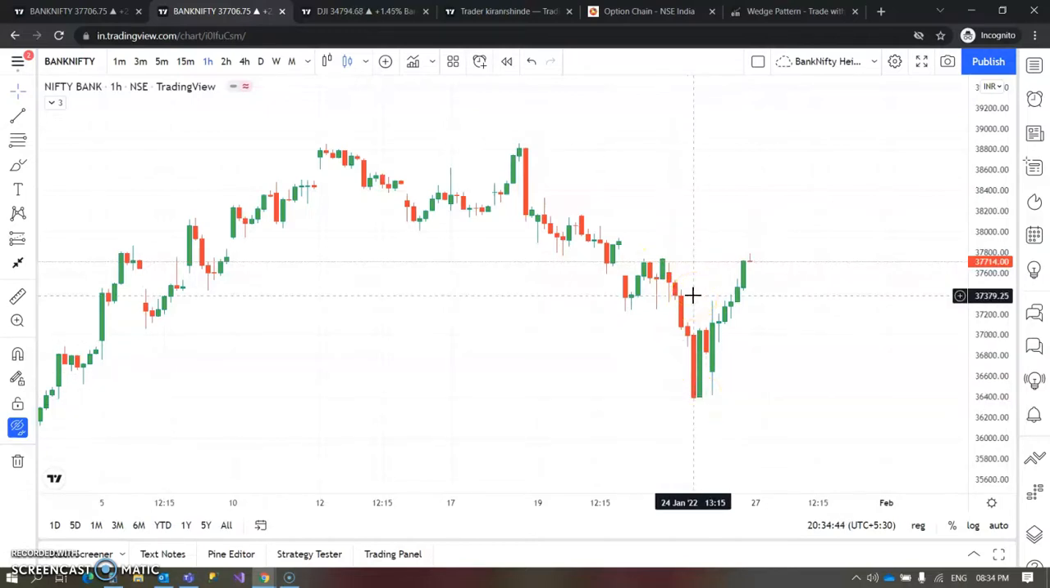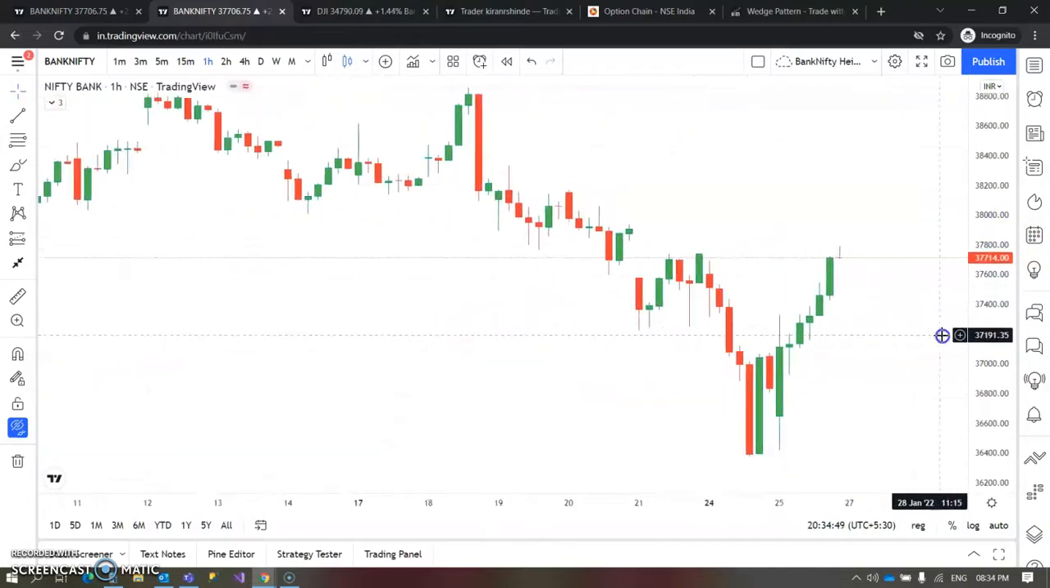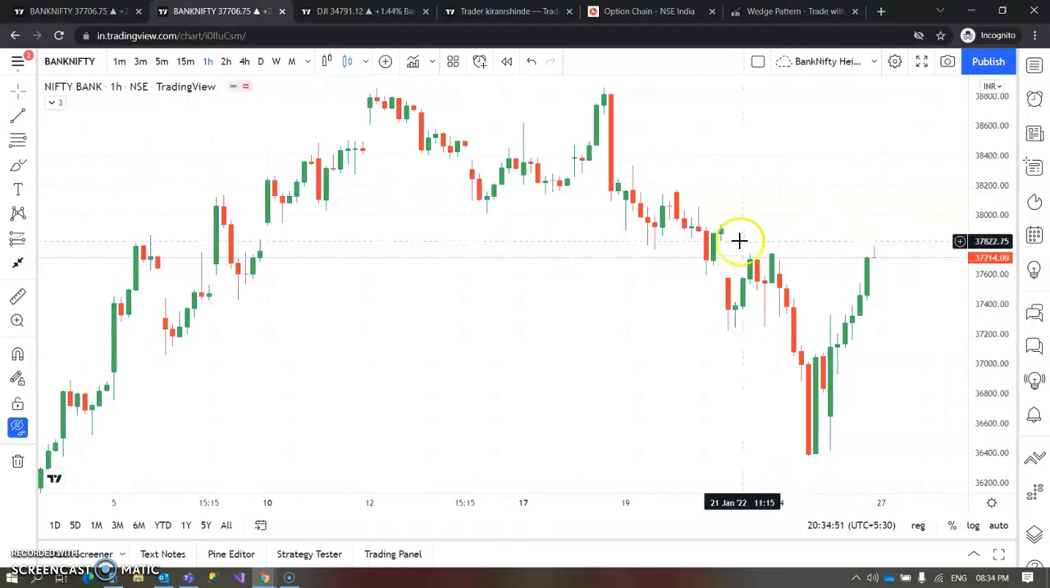So in the 1 hour time frame, what I wanted to show, if you clearly identify, there is a gap which is pending. Okay, so this is the gap where I am highlighting.